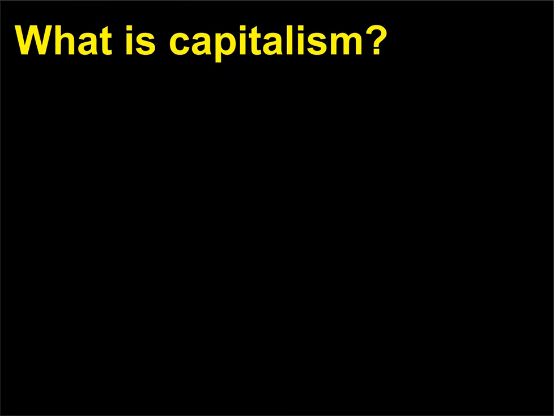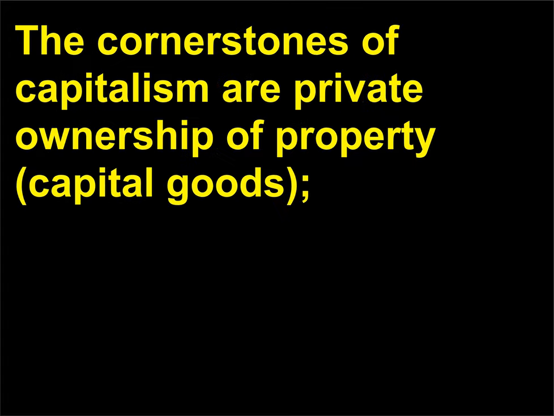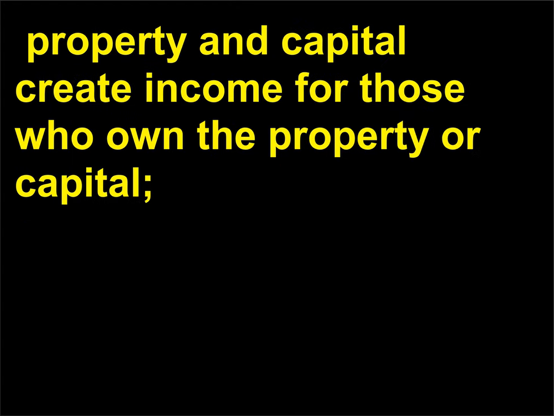What is capitalism? The cornerstones of capitalism are private ownership of property and capital goods. Property and capital create income for those who own the property or capital.